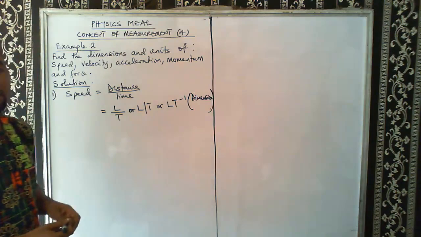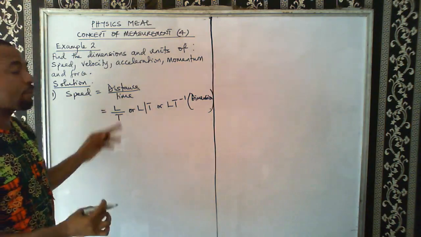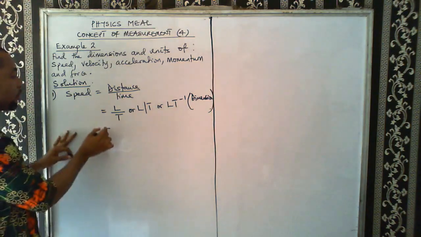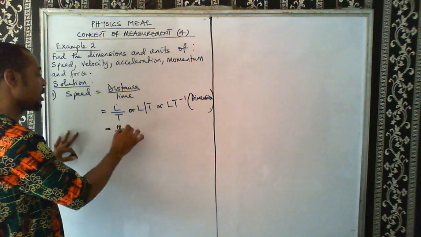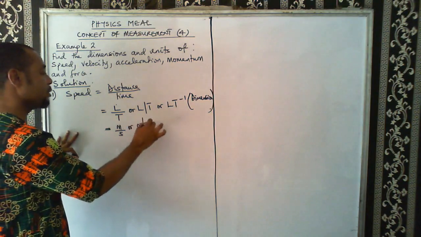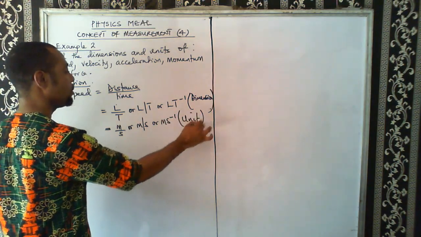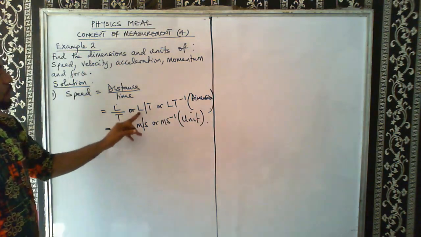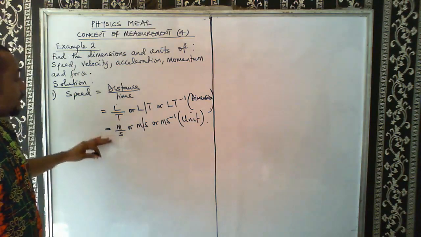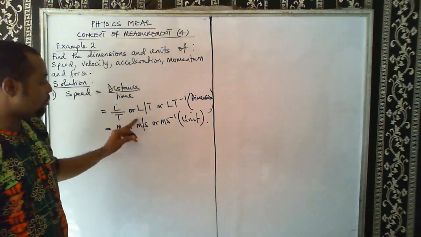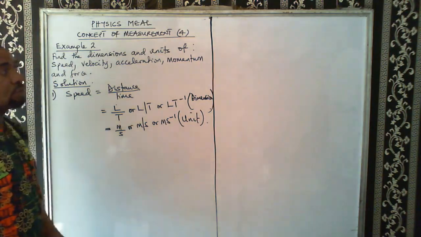Then what will now be the unit? We replace the dimension by the appropriate unit to get the unit. What's the unit of length? Meters. What's the unit of time? Seconds. So I can write it as meter per second. That's the unit of speed. So the dimension of speed is length per time, which can be written like this, or like this, while the unit of speed is meter per second. So you see, it's very simple.